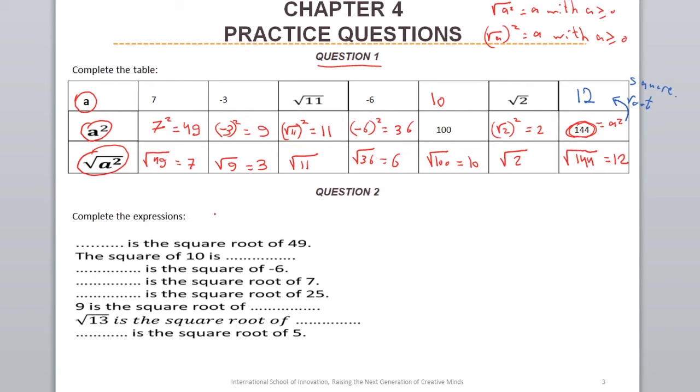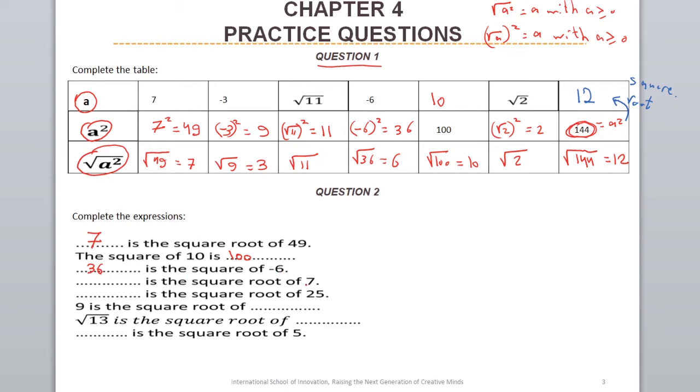Complete the expressions. What's the square root of 49? 7. The square of 10 is 10 squared, which is 100. What's the square of negative 6? If you make negative 6 squared, what does it become? 36.